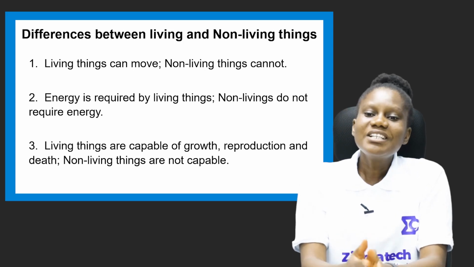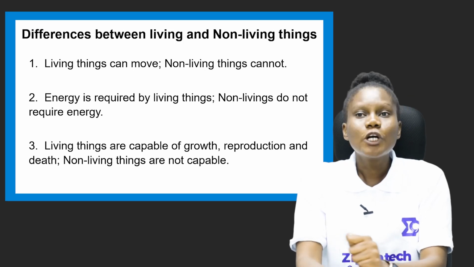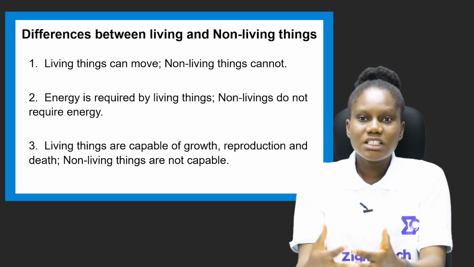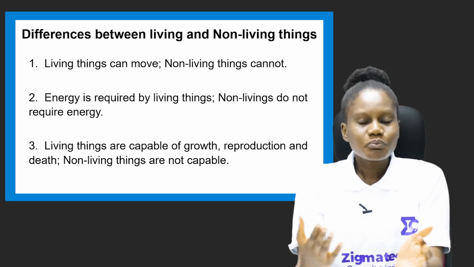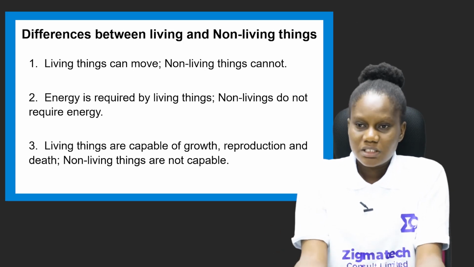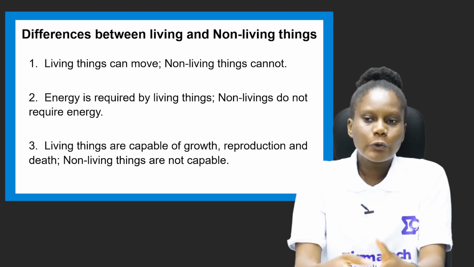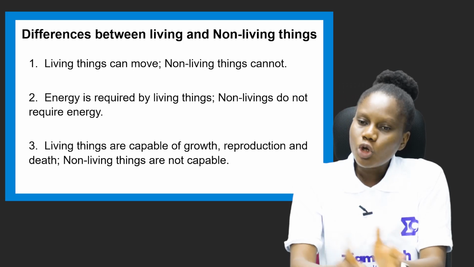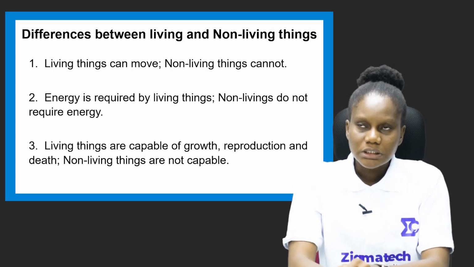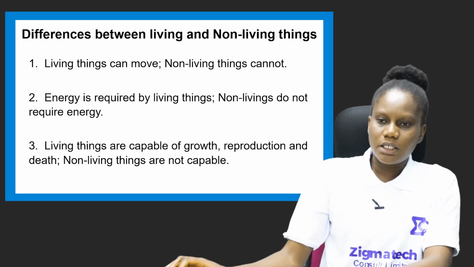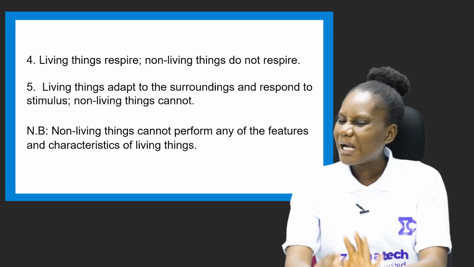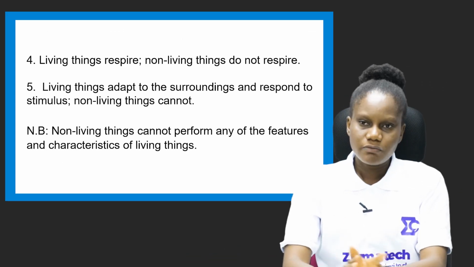Number 3 is living things are capable of growth. They can grow. They can have an increase in their size. Living things can reproduce young ones and they can die. But non-living things cannot grow, they cannot reproduce young ones, and they cannot die because they are non-living things. They are not capable of performing those functions.